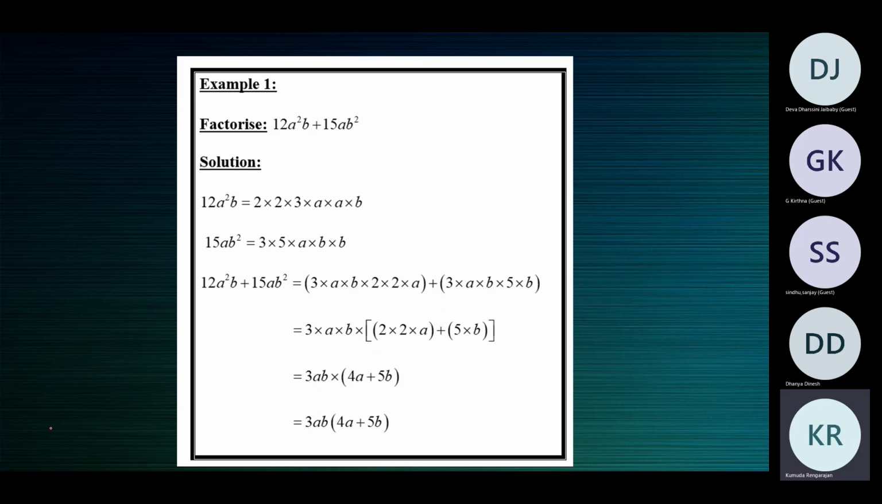Please write down, children. Heading: Factorization. Write down this first one.